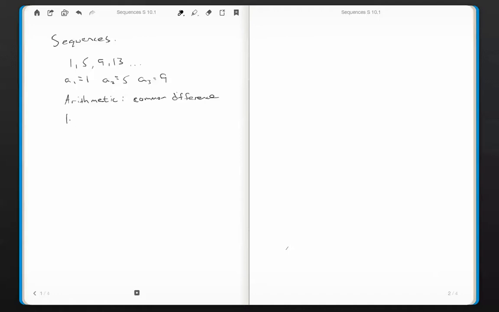You could say it implicitly, which might be the first one that comes to mind: a sub n plus 1 is a sub n plus 4. All right, so what does this say? That the next one in the sequence is the previous one plus 4.